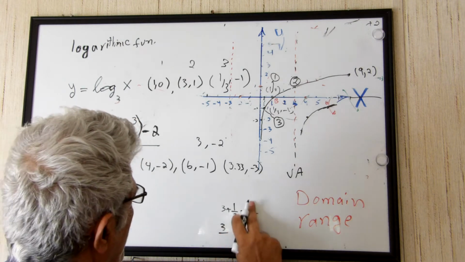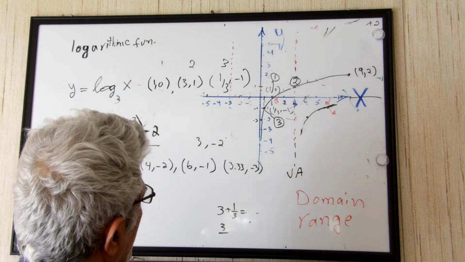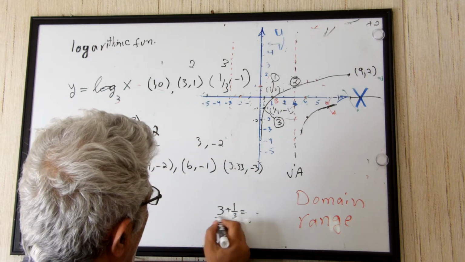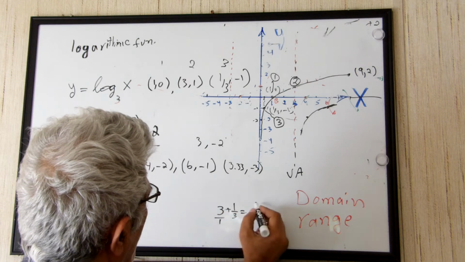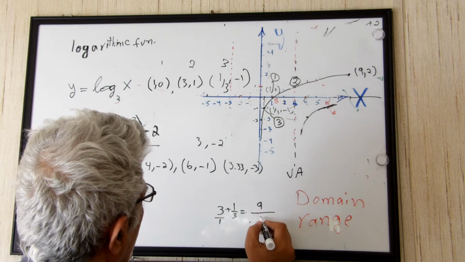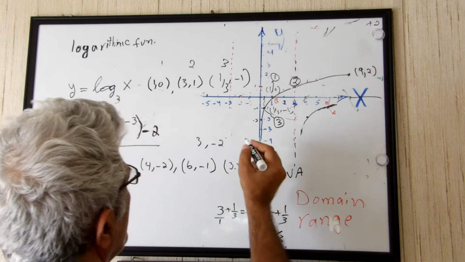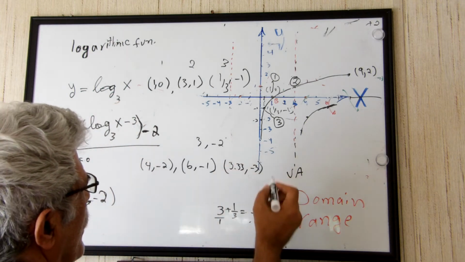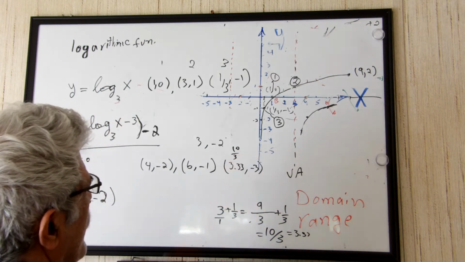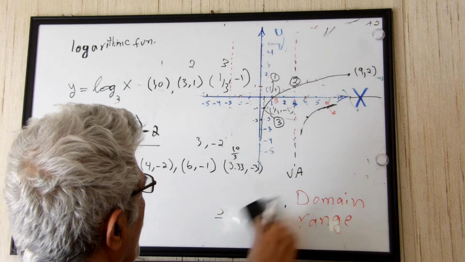It's 3 here, and 3 here. For 3 plus 3, we make the common denominator, times 3 both numerator and denominator, it's going to be 9. 3 plus 1 over 3 is going to be 10 over 3, or 3.33. So it's actually 10 over 3. So we add the x together and y together, and we find the new points.